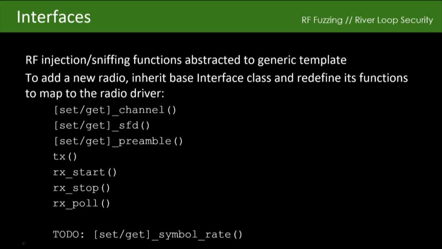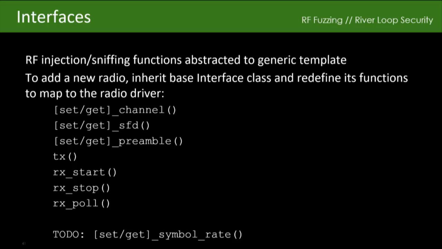So I'm going to step through each of the interfaces. And the reason that I'm going to go into more depth than we may typically do is because we want you to understand that this is a simple, we hope, easy, we hope, usable, we hope, interface that you can take, modify, and extend. So if you want to add a new radio, what you need to do is implement the interface. To do this, you basically inherit this class, it's Python, and implement a few functions. Transmit, start receiving, stop receiving, get radio frames. And then we have a few setters and getters.